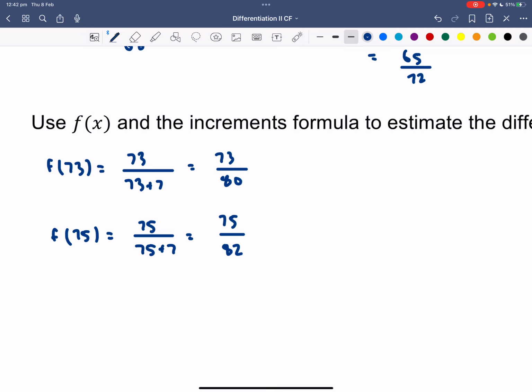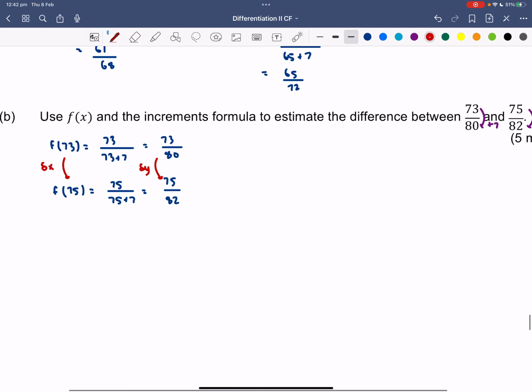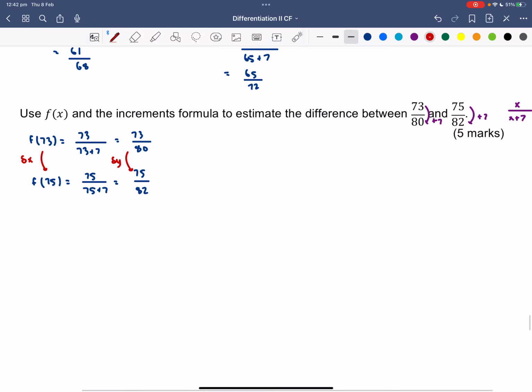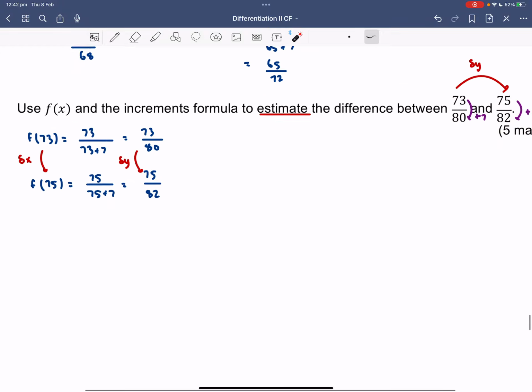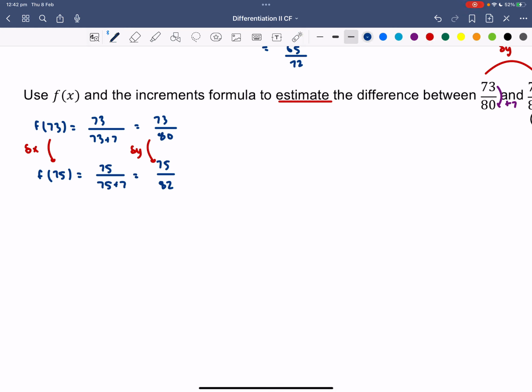What do you guys notice? So I used f(x), and I hope everyone noticed that using f(x), there has been a small change in the x value. And if there's a small change in the x value, there will also be a small change in the y value. That's what the question is asking for. They want the difference between these two things, and they want us to estimate the difference. So effectively, they just want the change in the y value. Whatever the change in the y value is, it's the difference between 73 on 80 and 75 on 82. If you realize that, now the rest of the question is quite straightforward.